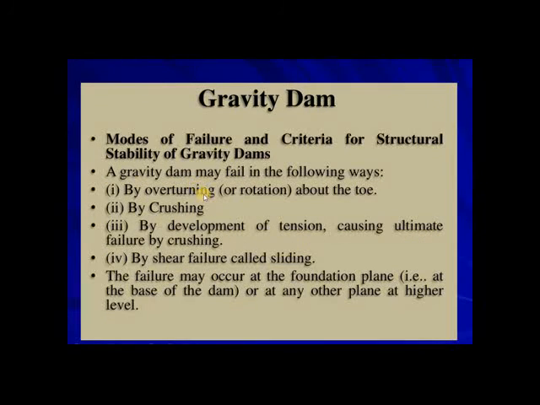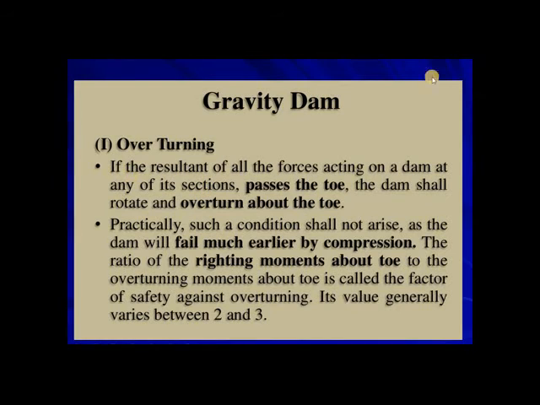So the first one is overturning. If the resultant of all the forces acting on a dam at any of its sections passes the toe, the dam shall rotate and overturn above the toe. Practically such a situation shall not arise, as the dam will fail much earlier by compression before overturning. So the ratio of the righting moment above the toe to the overturning moment above the toe is called the factor of safety, and this factor of safety is kept as 2 to 3. And we will see these two types of moment, the opposing and supporting moment, and we will see the factor of safety there.